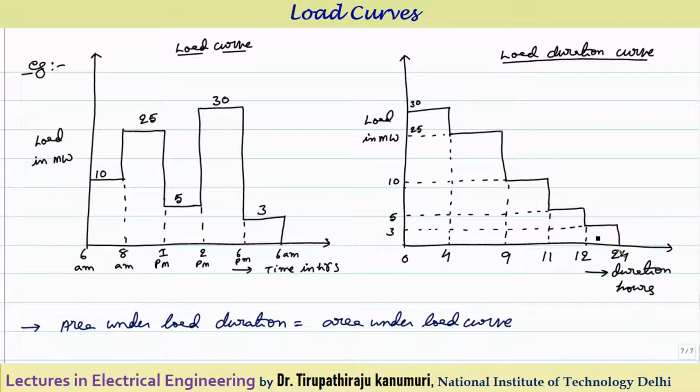The same thing I have plotted. When you keep it in descending order, you can observe that for the total 24 hours, there is a load existing which we generally call the base load, or the load that is continuously existing. How much load is continuously existing? 3 megawatt is existing for 24 hours.